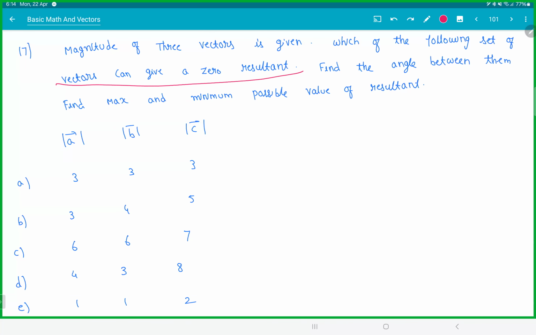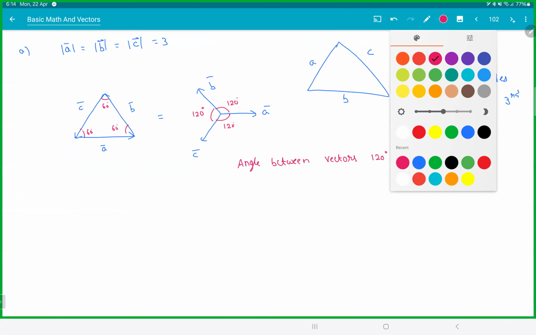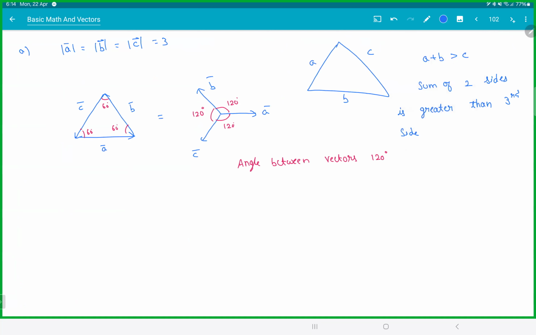Can they give a zero resultant? Yes. Why? Because they form a triangle. What is the angle between them? 120 degrees. What is the maximum and minimum value? Can you tell me when will you get maximum value? You get maximum value when all three are in the same direction, isn't it? Therefore, max value is how much? 9. What is the minimum value? 0, because they all cancel out.